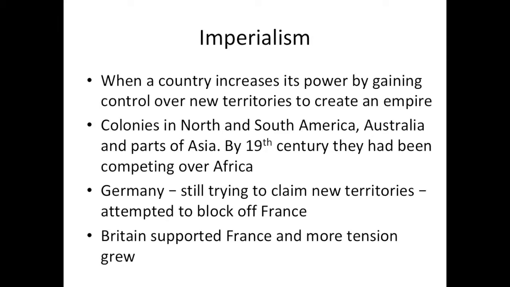Imperialism is when a country increases its power by gaining control over new territories to create an empire. European powers had been claiming new territories for centuries. They had colonized much of North and South America, Australia, and parts of Asia. By the 19th century, they had been competing over Africa. As Germany was a newly unified nation, they were still trying to claim new territories. They also attempted to block off France by sending troops to North Africa, but Britain supported France and more tension grew.